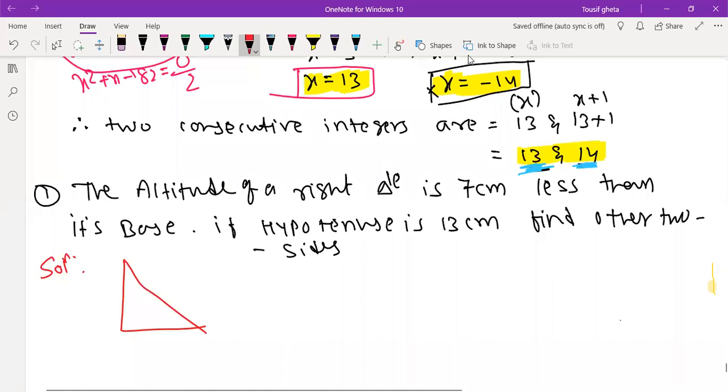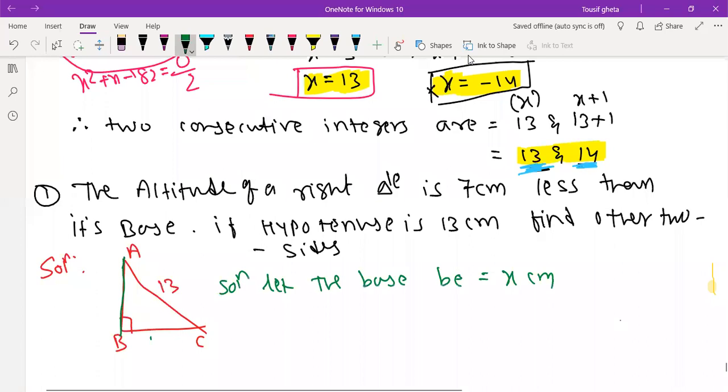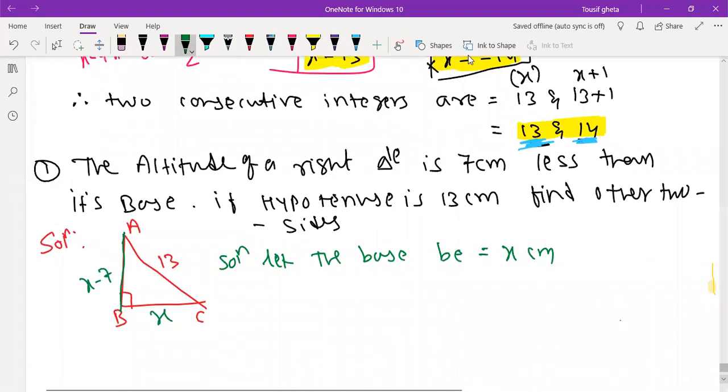See, this is ABC. It is a right angle triangle. Fine. Okay, Farat. This is 13, the hypotenuse. Altitude means height. You know, altitude means height. Height is this. Okay, Rekha. The altitude of a right angle triangle is 7 centimeter less. So for the solution, let the base be x centimeter. So the base is x and the altitude is 7 centimeter less.